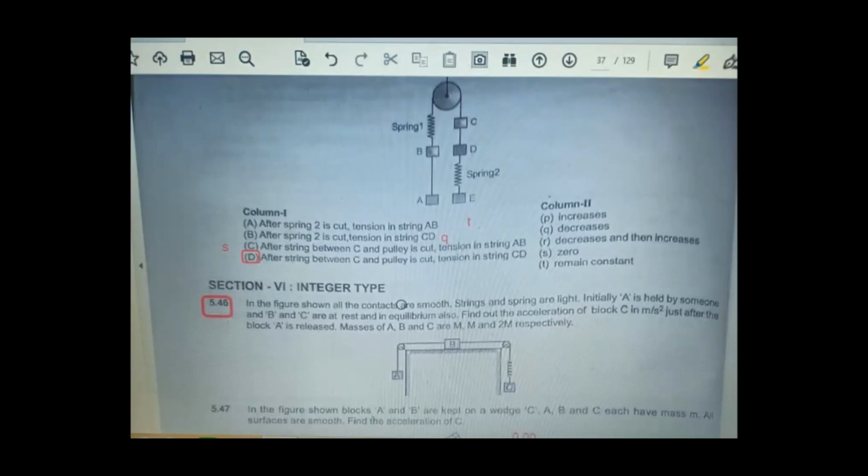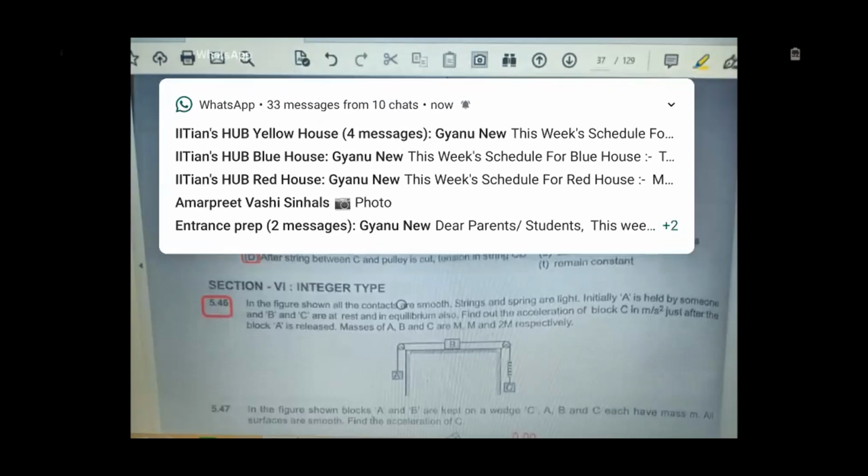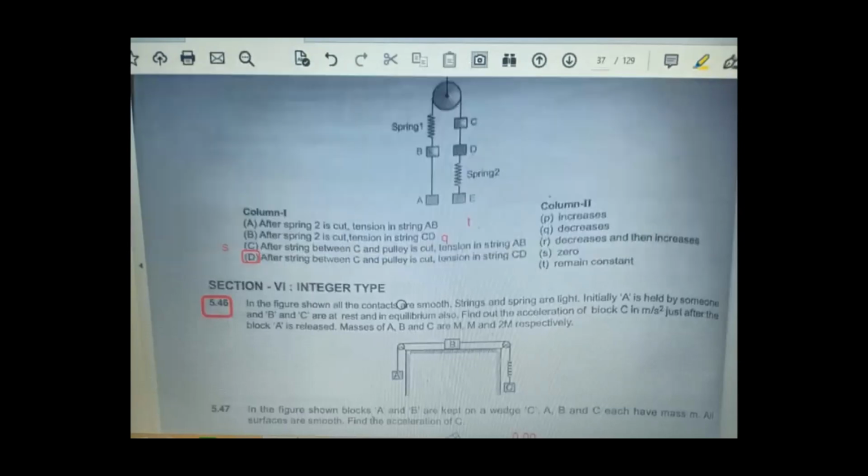Okay. So now see what is going to happen. If you look at option D, there is a doubt, Arman. After this spring, C is the thread between C and the pulley. So that means the thread between C and the pulley is cut. Tension in the string CD is how much? So when you cut the thread just above C, option D says that you want to cut the thread just above D. Right? Just above C, not just above D, just above C.